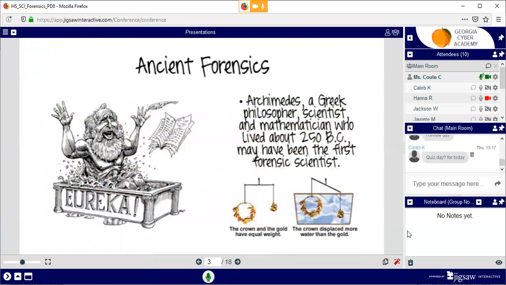All right, so let's talk about some history of forensics that we have not talked about yet. Because I think that some of this is important, and it wasn't lined up just like this in Canvas, but I do feel like I'd like to give you a more proper timeline for forensics. So way back in the day, let's start all the way back at 250 BC. We had this Greek philosopher named Archimedes, and he was a scientist and a mathematician, and he's considered maybe like the first forensic scientist ever, okay? There's this little study that he did kind of forensically, where he was trying to determine something about a crown and gold and their weight, okay?